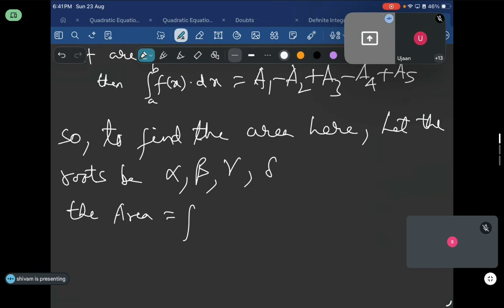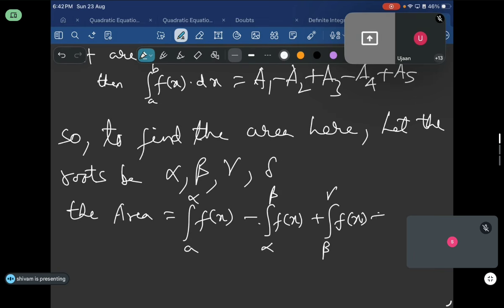integral from a to alpha f of x minus integral from alpha to beta f of x plus integral from beta to gamma f of x minus integral from gamma to delta f of x plus integral from delta to b f of x. This will give us the total area. Is it clear, everyone, how to find out the total area? Tell me.